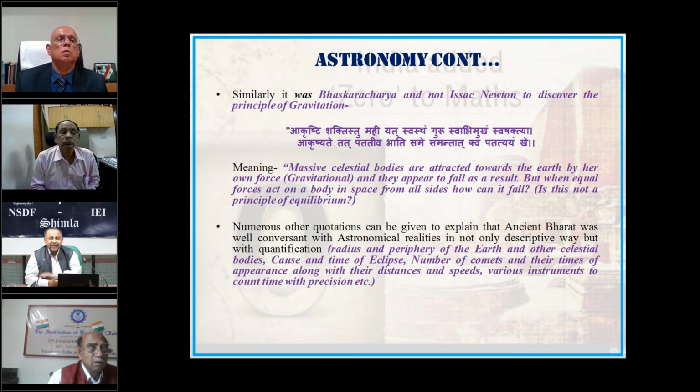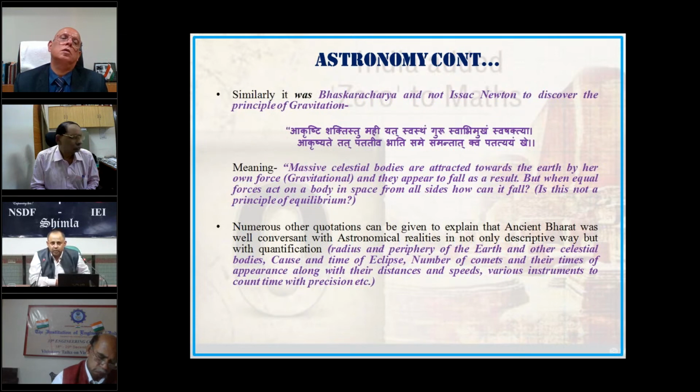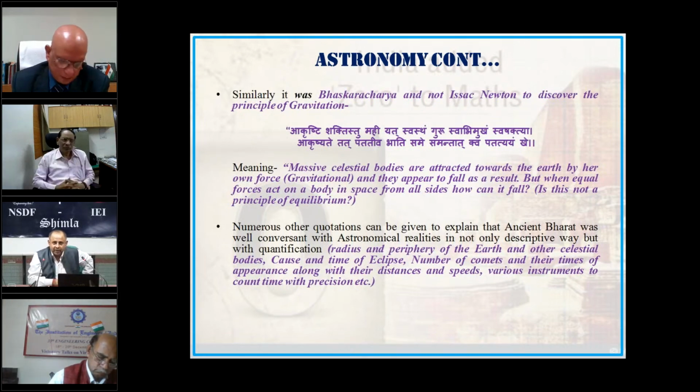Coming to Isaac Newton, he claims that he found out the law of gravitation. Now please read this, what Bhaskaracharya mentioned in his book. This is a Sanskrit shloka, I'm just quoting it from the text. He's mentioning Akrishti Sakshituto Mahiyata Swastam Guru Swami Dugam Swashwaktakya Akrishre Tat Patviva Bhati Samay Samantat Kavaya Patyam Khe. It means every object is attracted towards the earth due to the gravitational pull. So gravitation was discovered by the Indian scientists. Where is Newton? Certainly it was not Newton who went and told Bhaskaracharya that there is a law of gravity. Newton was born in 1600 something, and Bhaskaracharya was born in the 6th century AD.